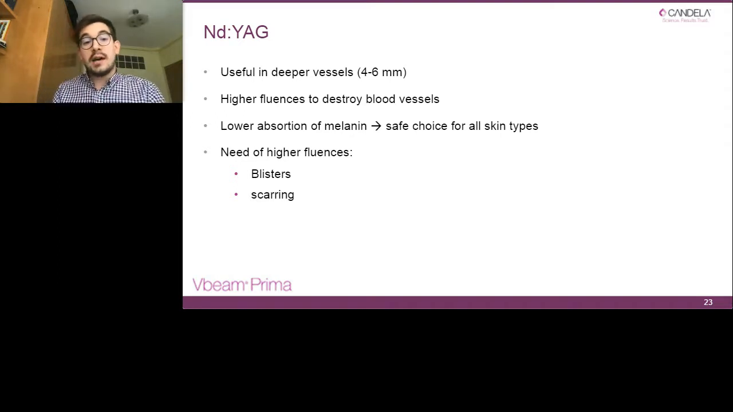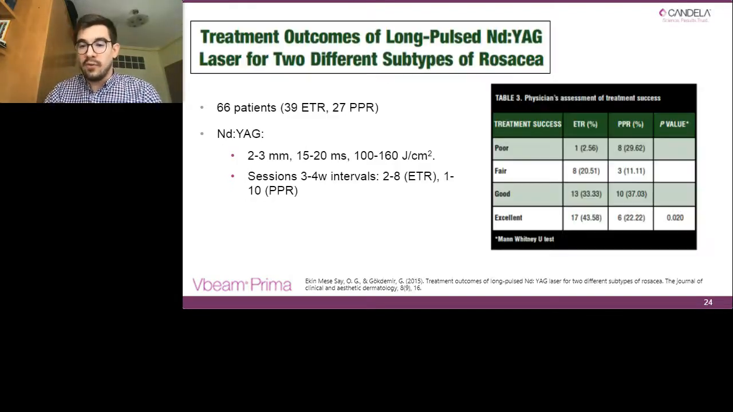But on the other side, since the absorption development is much lower with the Nd:YAG than with the PDL, it is much safer when you treat patients, the very rare patients with rosacea in dark skin types such as phototype 3 or 4. In this article, they try to evaluate the efficacy of the Nd:YAG when treating both the erythematotelangiectatic rosacea and the papulopustular rosacea.